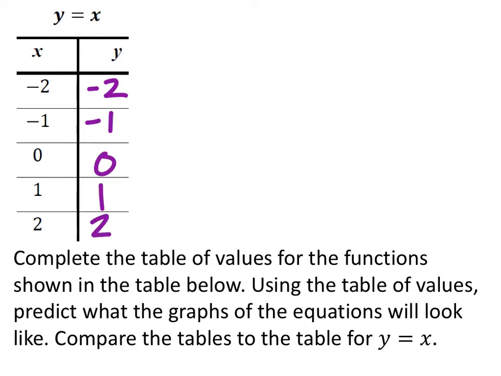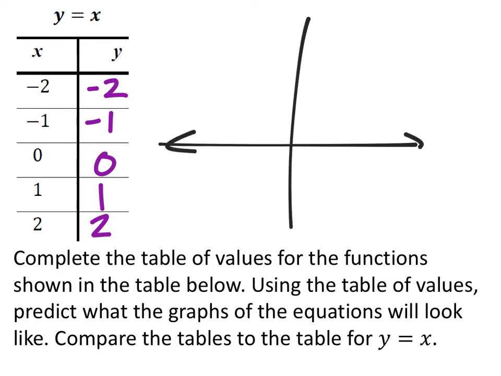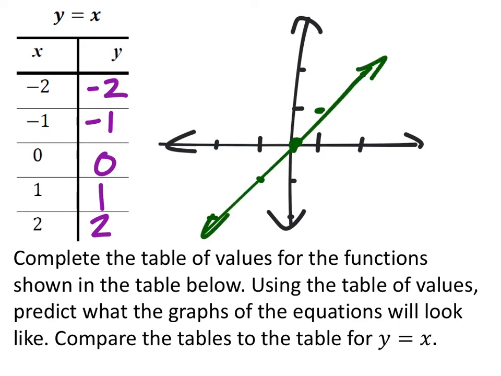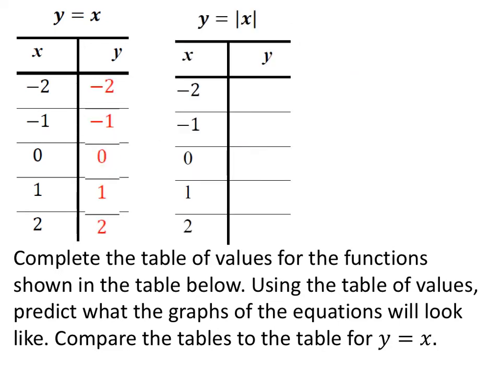Now again, it's important for us to remember and think about what the graph would look like. So if we had these values, 1 and 2 and negative 1 and negative 2, where y equals x we would have these points, something like this, which, that's the origin by the way, should give us some kind of straight line like this, and it's diagonal. So what about y equals the absolute value of x?